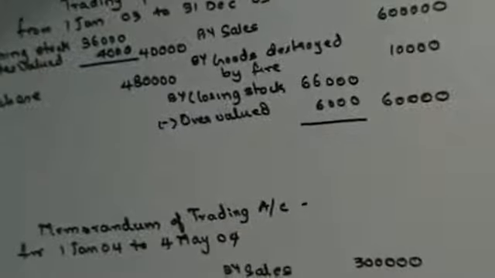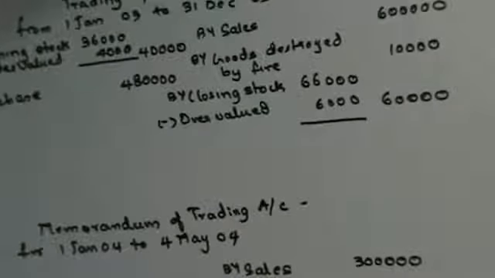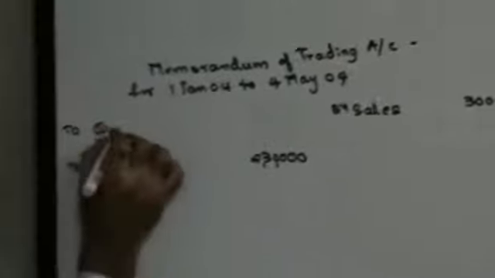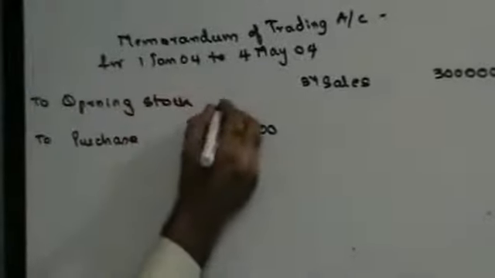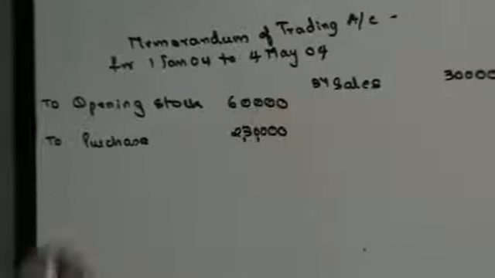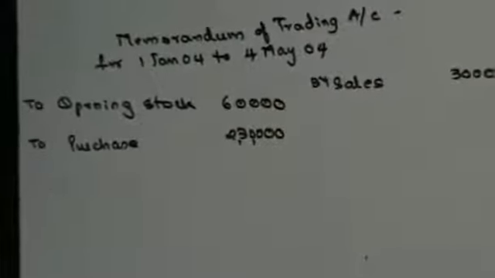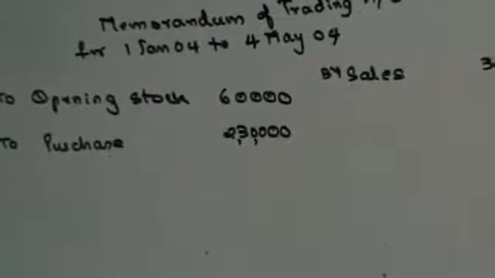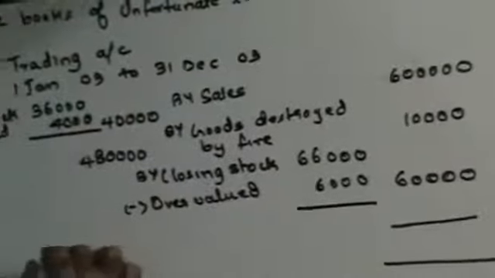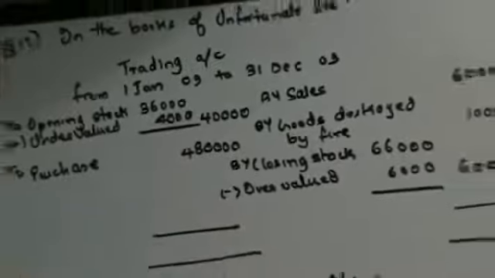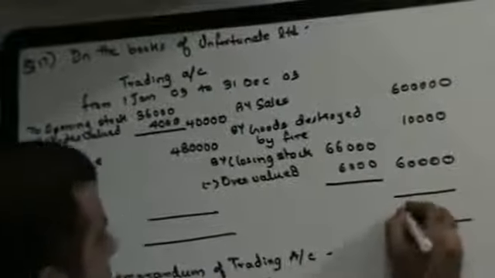Whatever is the closing stock of previous year will be the opening stock of current year. So to opening stock is 60,000. That's it. That's the data that's given to you. Let's start tallying, guys. First, let's tally trading account. This is 6,70,000.